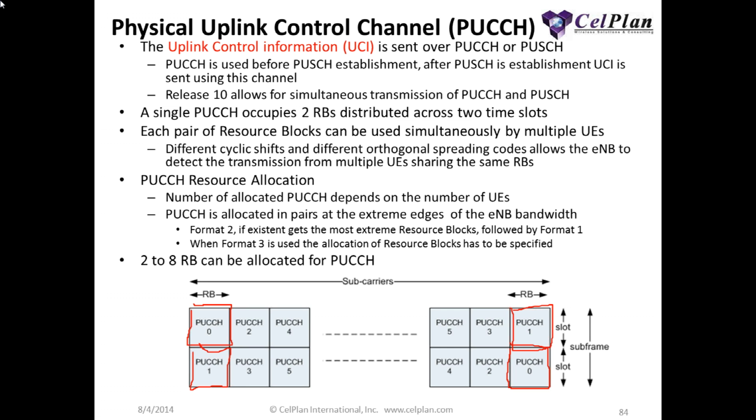So we can have multiple channels, and you will see that those channels will be shared. We can allocate from 2 to 8 resource blocks for PUCCH. So this is something that again has to be dimensioned by the network designer, and it's basically dependent on traffic.